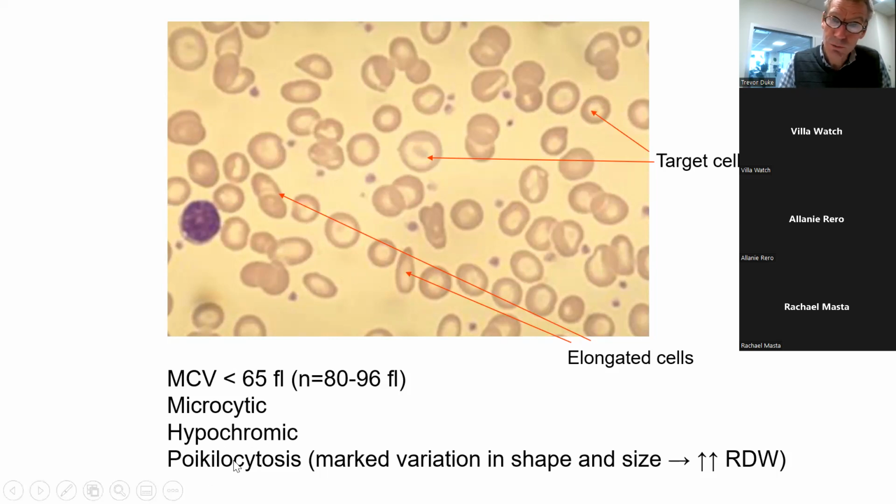Sometimes you hear this word poikilocytosis, which just means a variation in size and shape. And so where there's poikilocytosis of red cells, there'll be a very high red cell distribution width.